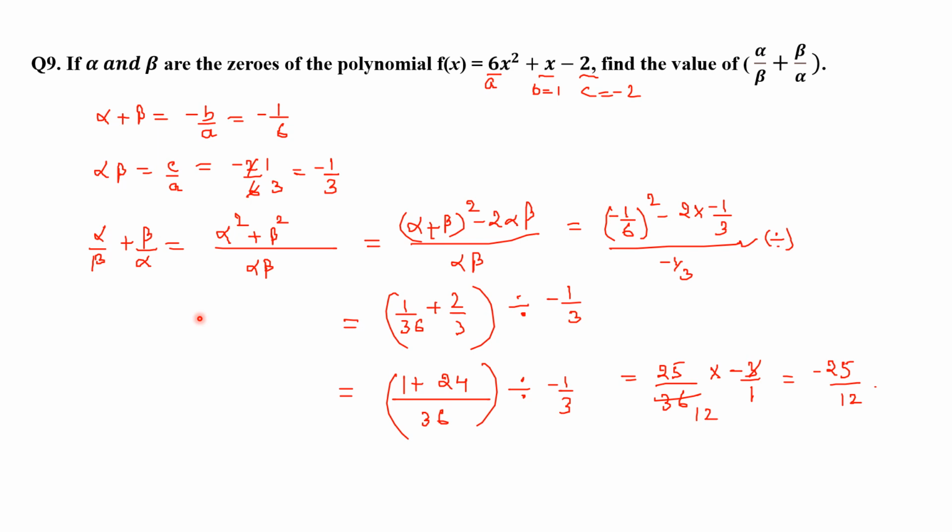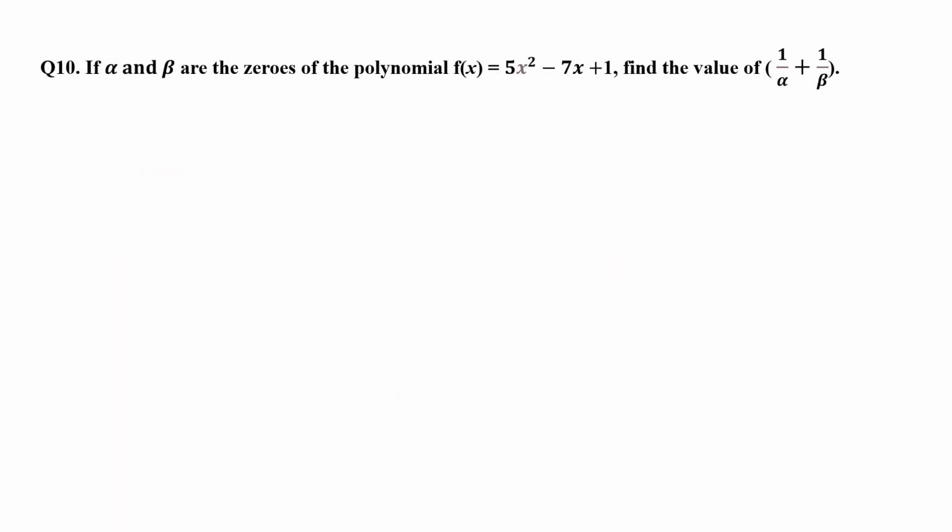Now moving to question number 10. If alpha and beta are the zeros of the polynomial f(x) equal to 5x square minus 7x plus 1, find the value of 1 by alpha plus 1 by beta. So again, if you compare this with the general quadratic polynomial ax square plus bx plus c, your a is 5, b is minus 7 and c is 1. Okay. First of all, we will find alpha plus beta, which is minus b by a. So you'll get the value as 7 by 5. Alpha beta is c by a, which will give you the value as 1 by 5.